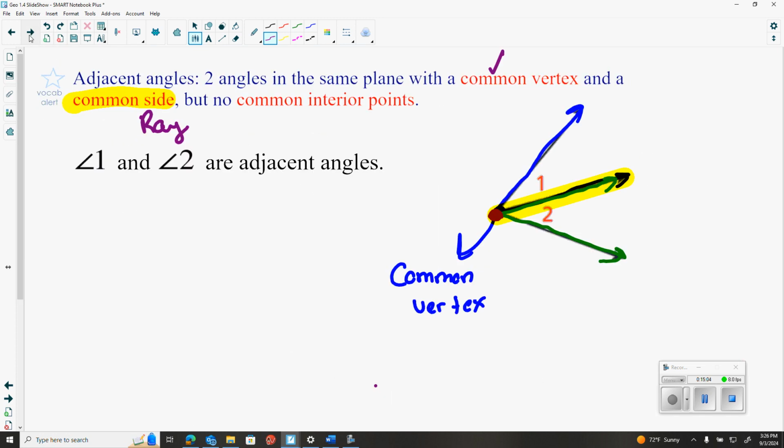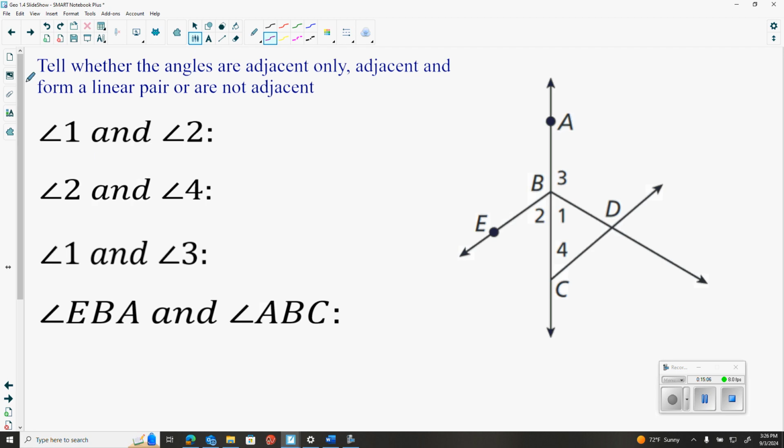So let's practice them, okay? Tell whether the angles are adjacent only, adjacent and form a linear pair. All right, so you're going to get practice problems like this all the time, and it's just a matter of checking. So let's go ahead and find angle 1 and angle 2. First off, let's find those angles. Here's angle 1, formed by that ray and that ray. There's angle 1. Angle 2, let's go ahead blue, here's one ray and here's another.